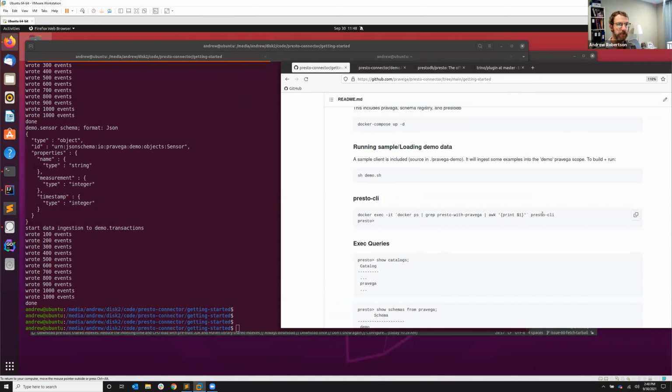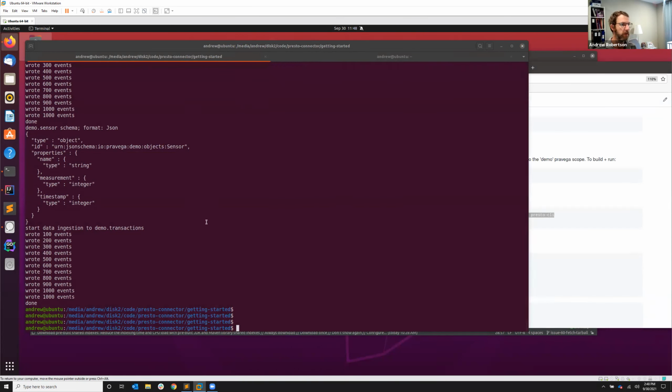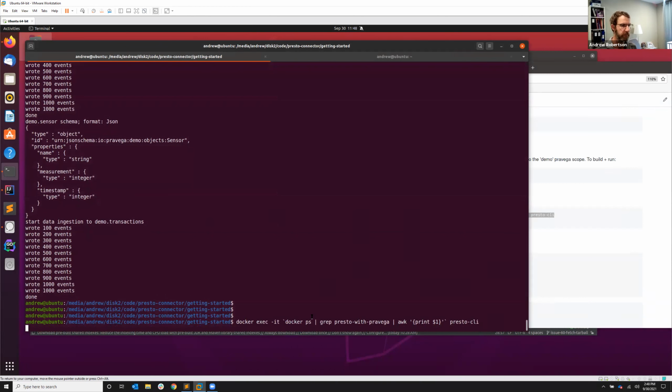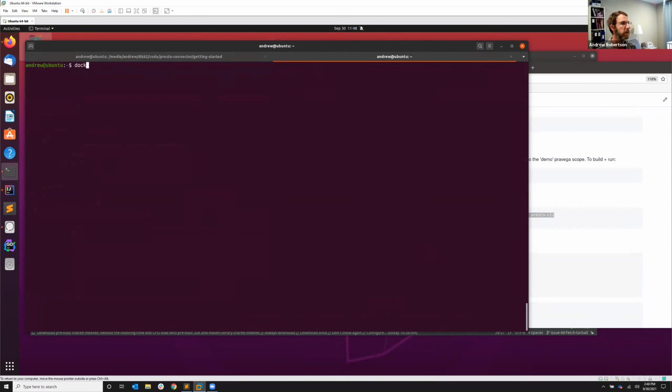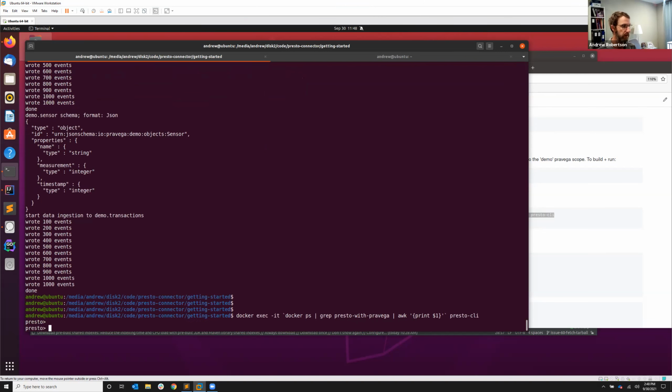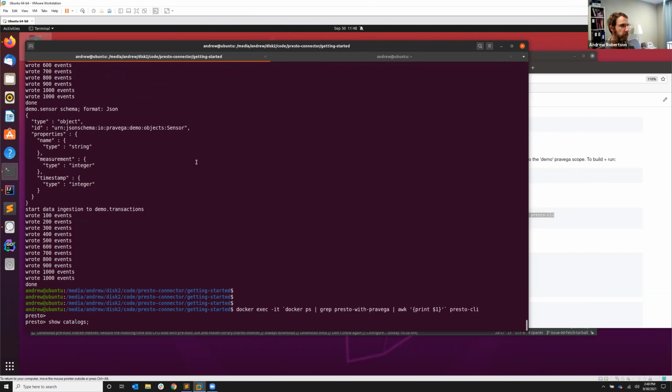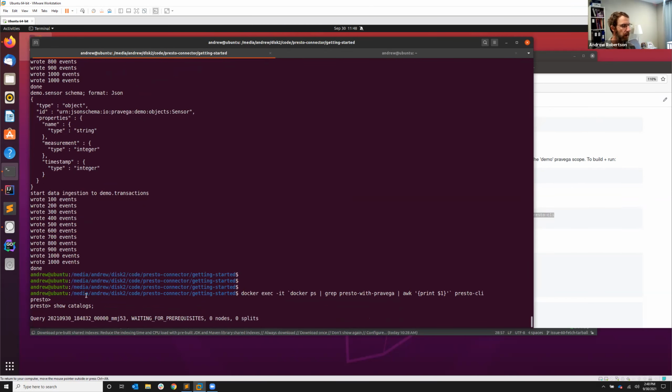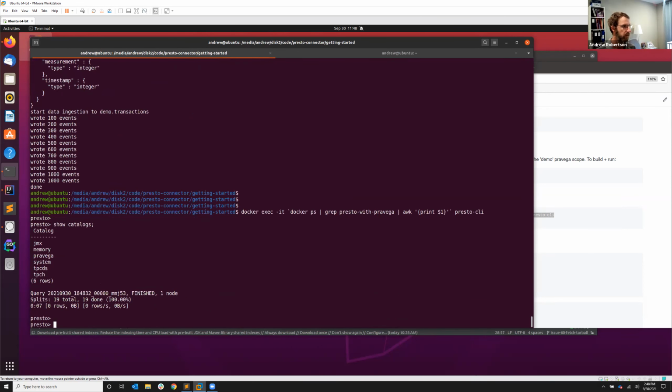So I'm going to go ahead and just open a shell to Presto. This is basically just running the Presto CLI, so you can see that it built, which is why we have Presto with Pravega in the name of our image. So now we have a shell to the Presto CLI, and you can show catalogs, and again, these are the different data sources that are available. There are some built-in ones, and you can see Pravega there.